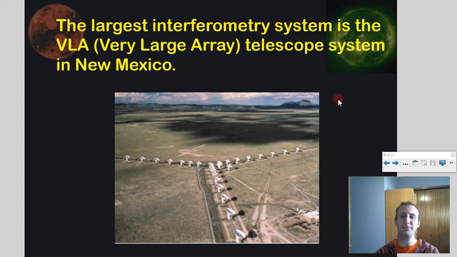The largest interferometry system is the Very Large Array Telescope system in New Mexico. And this is a picture of that. You can see that it's in this triangle pattern, right? Where we have all these telescopes that can then be combined to make it so that we have a telescope that's actually like this large right here, very, very large, the distance between. And that can give us great data.